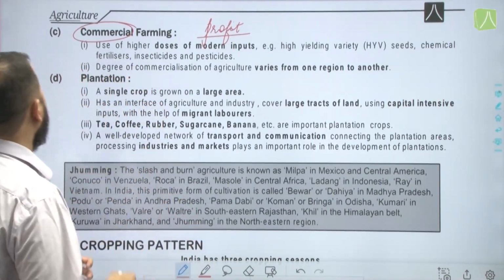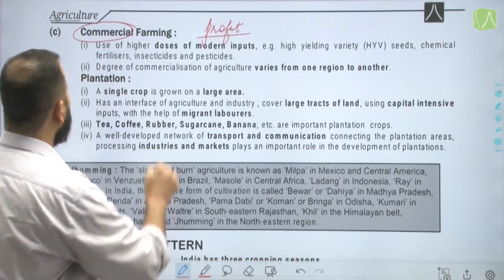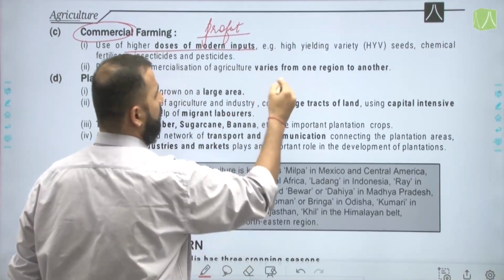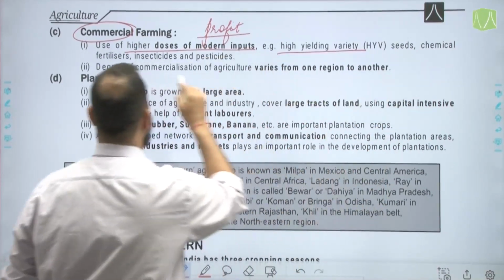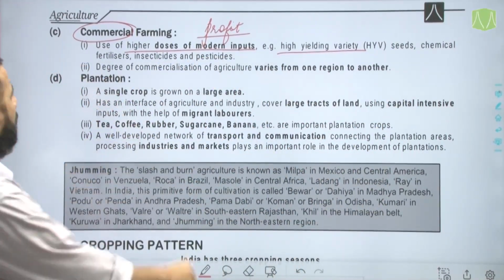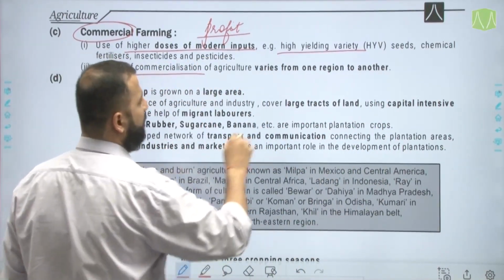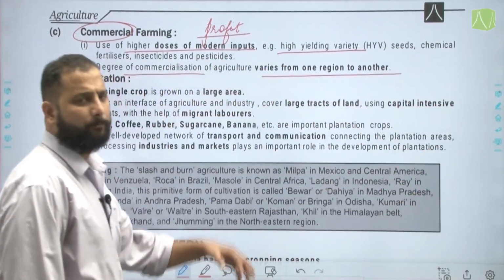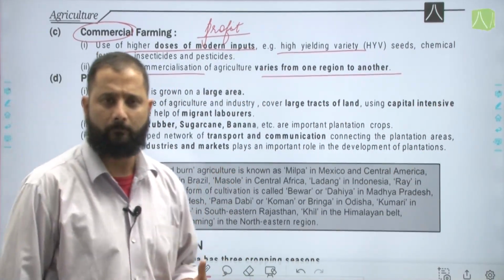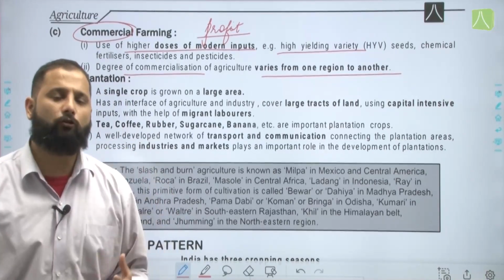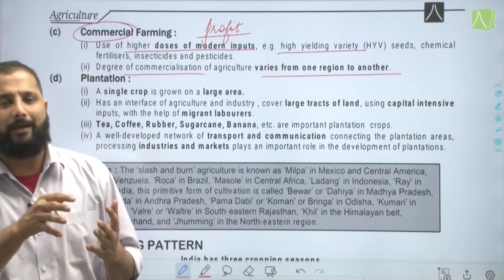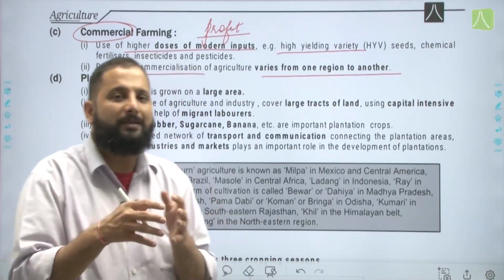All these are features of commercial farming, that is, use of higher doses of modern inputs, high yielding variety of seeds, chemical fertilizers, insecticides and pesticides. The degree of commercialization of agriculture varies from one region to another. In Punjab and Haryana, rice is also grown, and there it is a commercial crop. Similarly, when rice is grown in Odisha or West Bengal, it is a subsistence crop.